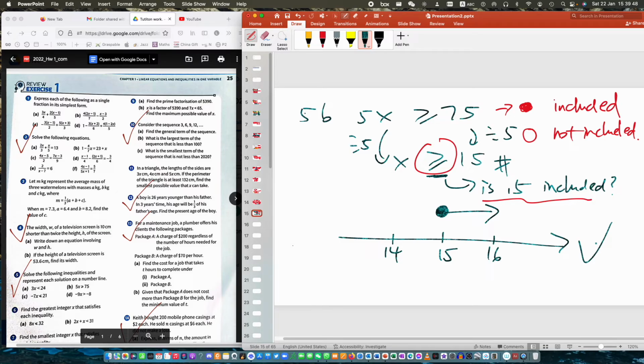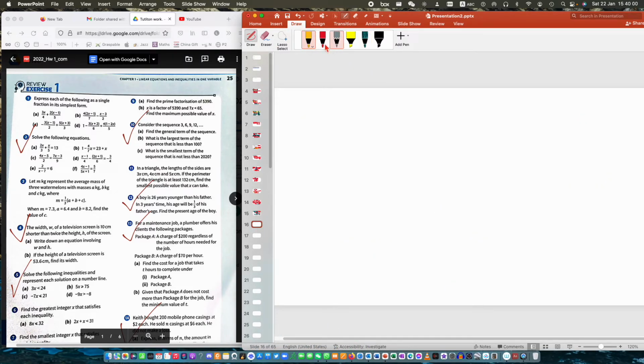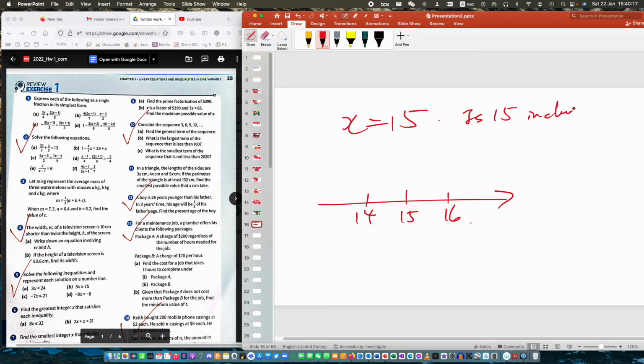Let me tell you why you're not doing the right thing here. How do you represent x equals 15? Draw the number line. Note down 15. Did you write down 14 and 16 or not? Okay, good. How do you represent 15? Is 15 included here? Yes. So included, so it's a solid dot, right? Do you need to go left and right in this case? No, because it's equal. So that's it.